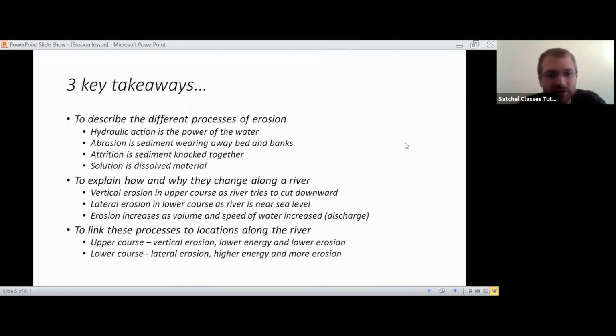Therefore, in terms of our locations along the river, in the upper course we tend to see more vertical erosion. It has lower energy, so lower rates of erosion. The only exception would be in storm events. And then in the lower course, you're going to find more lateral erosion, which tends to be higher energy, and more erosion types can be found in the lower course at a more consistent duration.